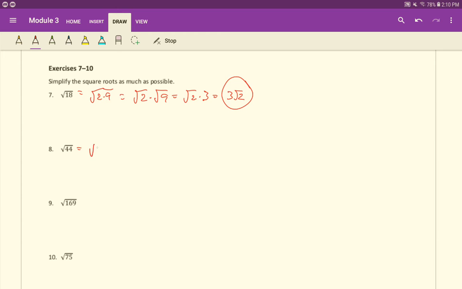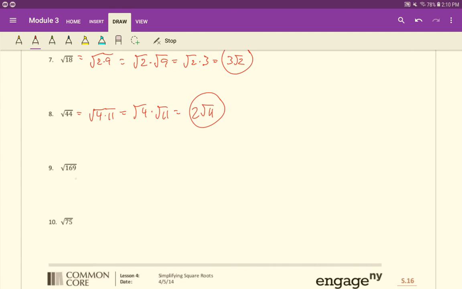All right, root 44 would be the square root of 4 times 11, which is equal to the square root of 4 times the square root of 11, which is 2 times the square root of 11. Okay, 169, that is a perfect square. It is just 13.